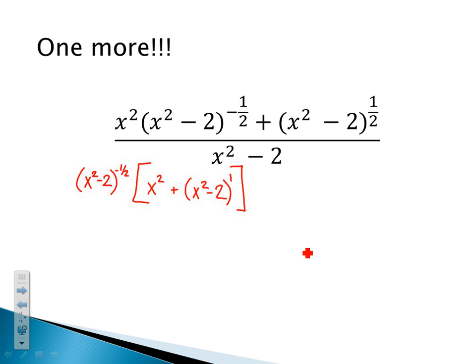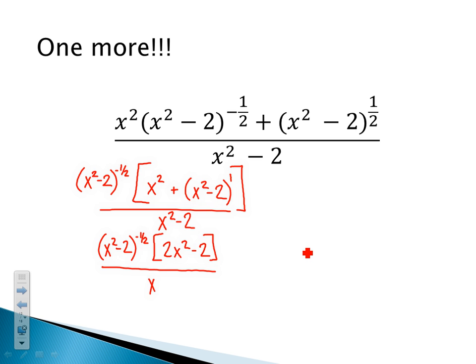Okay, haven't done anything with the denominator yet, so we still have it. Now, take a look at inside the bracket. There's a little bit that we can reduce. So leave the x squared minus 2 thing alone for a sec. Inside the bracket, the x squareds can go together and make 2x squared. There's only the one constant, so it's still alone. And then we still have the bottom. Haven't done anything with that.